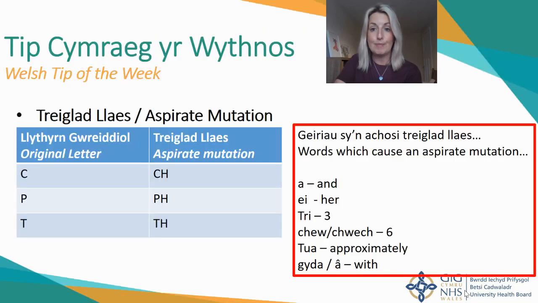Cofiwch, remember, the aspirate mutation only affects 3 letters, c, p, and t. And in the red box below are the words that cause that aspirate mutation.